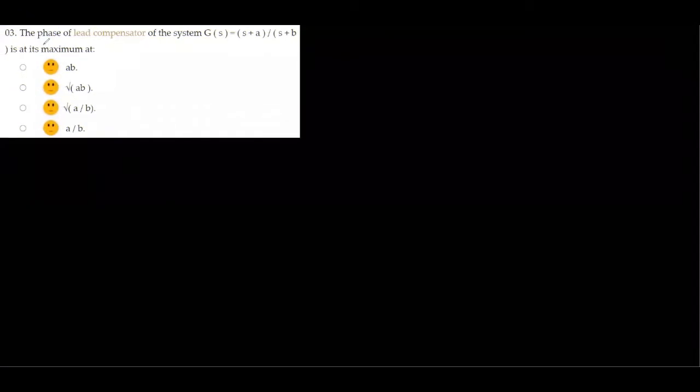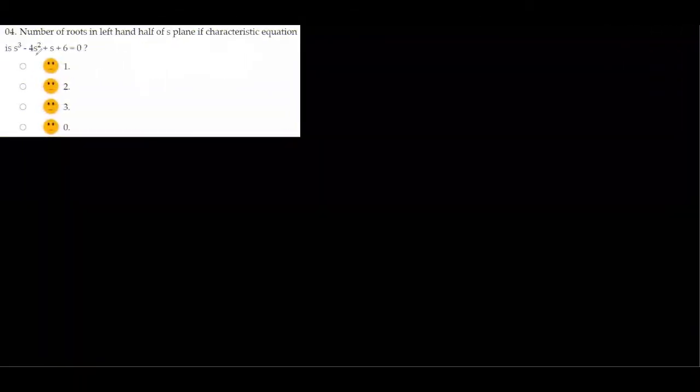Okay, next MCQ is: the phase of lead compensator of the system G(S) equal to S plus A divided by S plus B is at its maximum at AB, square root AB, square root A divided by B, A divided by B. So the correct option is option B, square root AB.